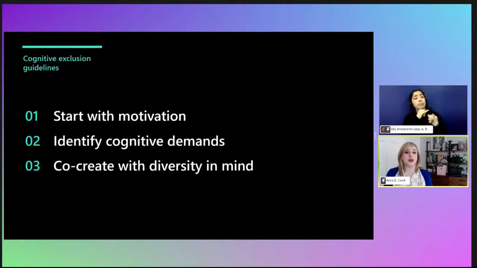Our cognitive guidelines include three sections. We start by understanding what motivations inform what people are looking to do. We then identify what cognitive demands are in place for what a person is seeking to do. And finally, to offer paths forward for a cognitively diverse audience, we co-create with diversity in mind. So let's dig into each of these sections, starting with motivation.